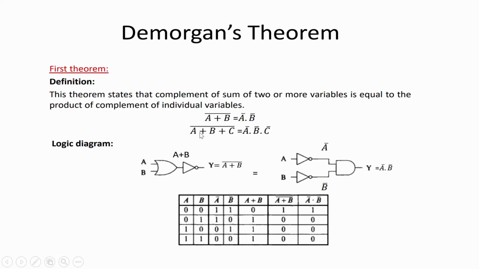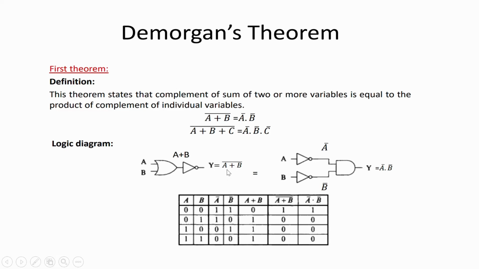If we use three variables A, B and C, then the formula comes as A plus B plus C the whole bar is equal to A bar into B bar into C bar. And this is the logic diagram for that. If you consider two variables A and B, then the left side equation comes as A plus B the whole bar. So A and B are the inputs for the OR gate. Output will be A plus B. And to get A plus B the whole bar, there is a use of a NOT gate.